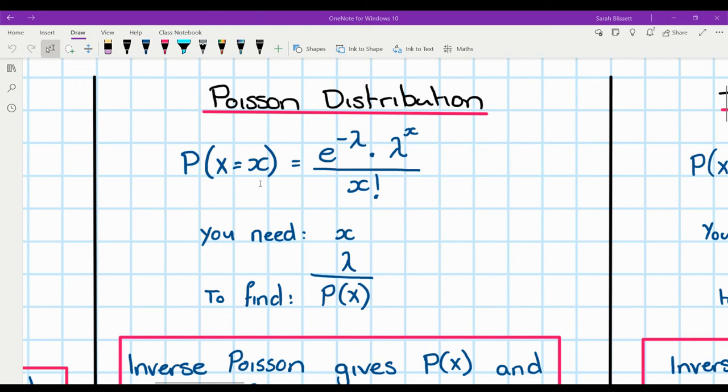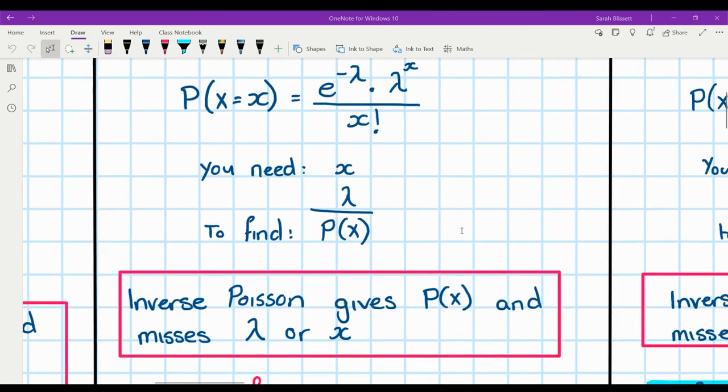Here's our formula for our Poisson distribution. Our e, the natural number, is to the power of negative lambda, or our average, multiplied by lambda to the power of x and all over x factorial. So we need to make sure we know what x is and we know what our average over an interval is to find the probability of success.